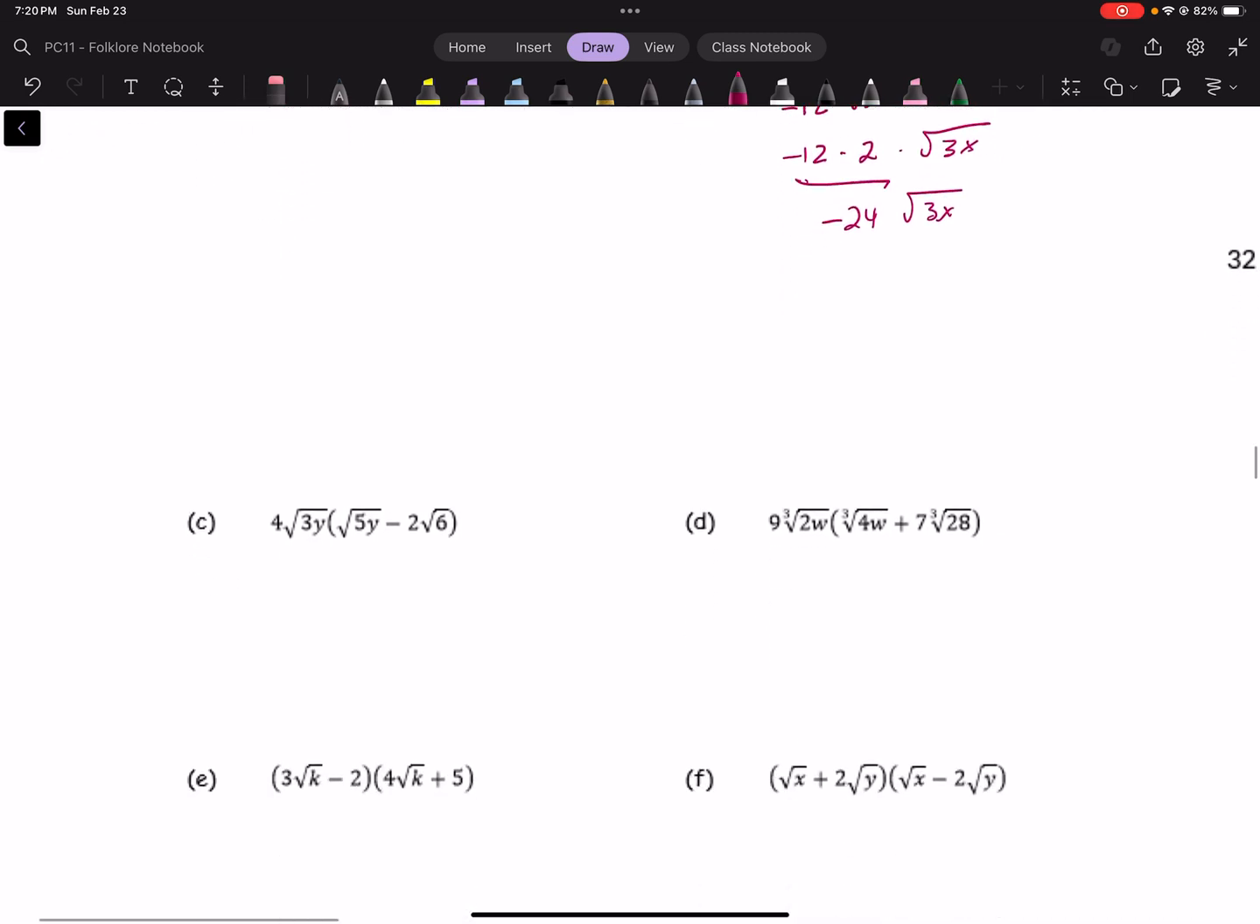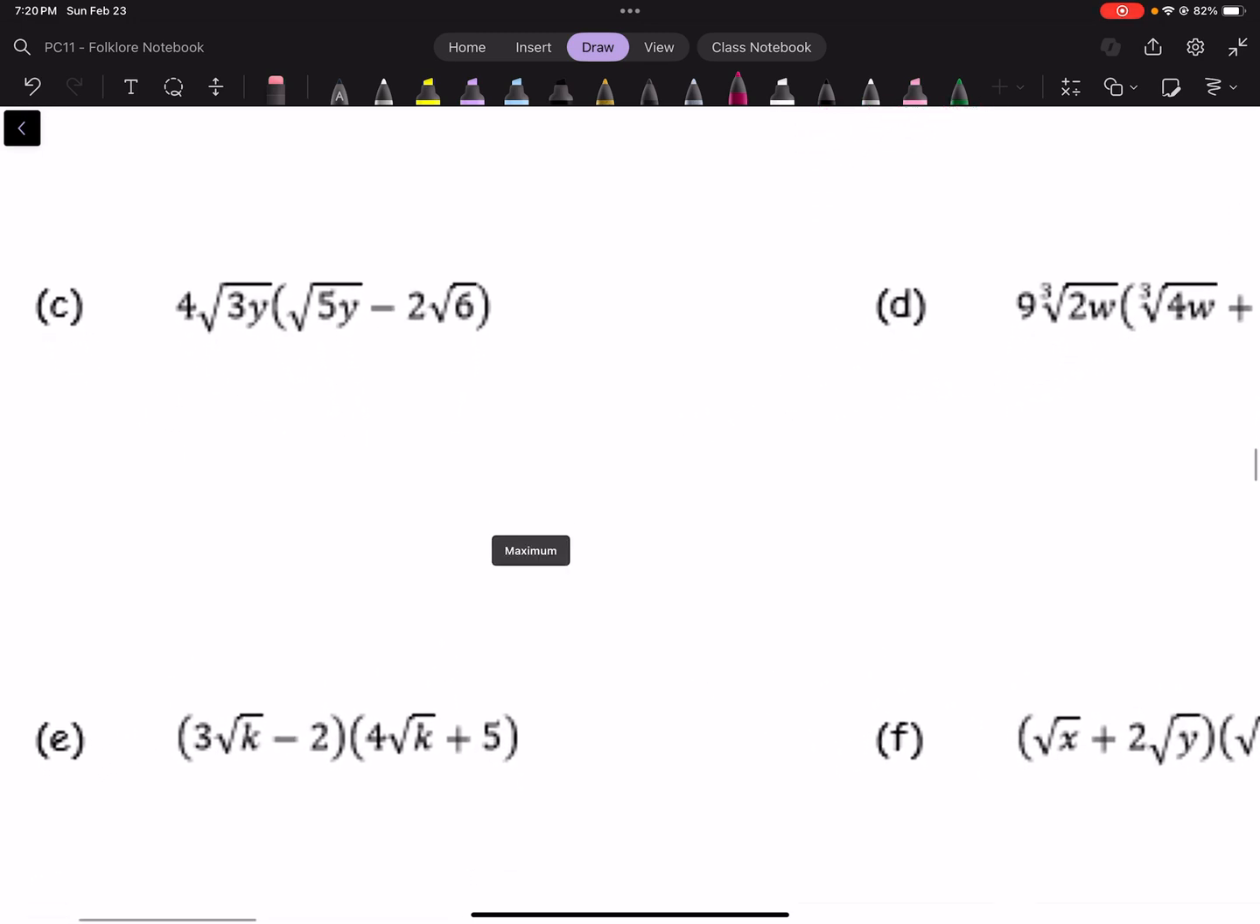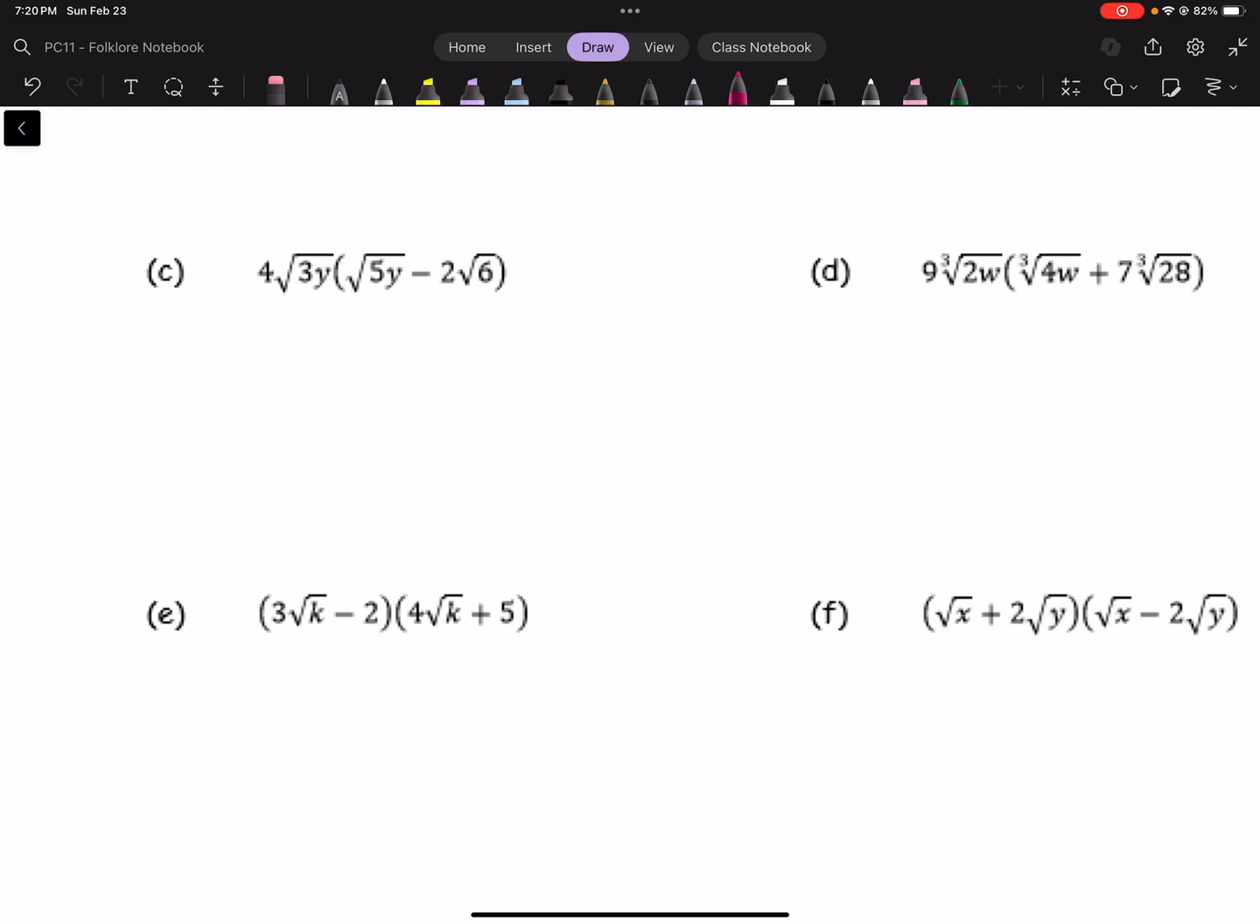All right. So I'm going to do number C. Well, C seems very similar, but now it's a monomial. Do you see the monomial? Times a binomial. So I really need to do two multiplications, 1 and then 2.